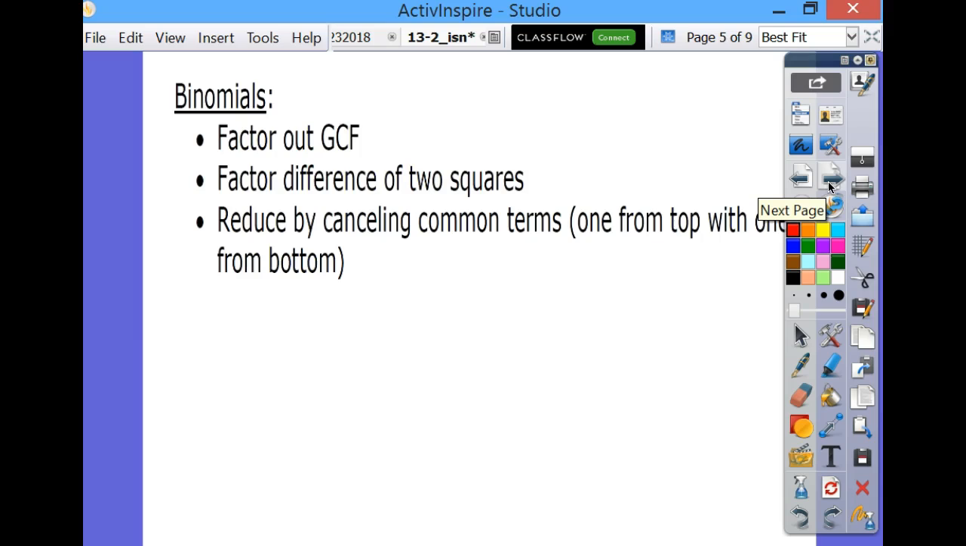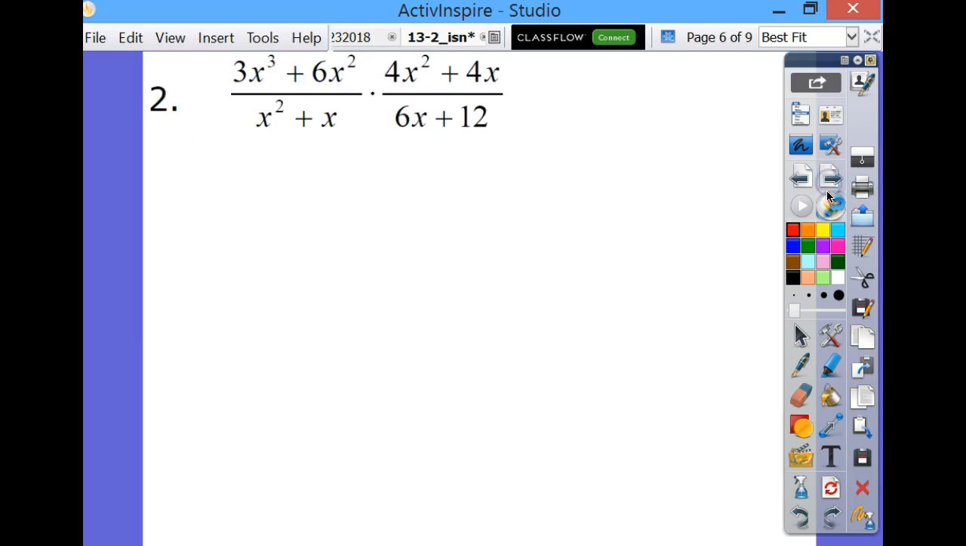What does a binomial mean? 2. What's the first thing you do on a binomial? Factor out a GCF. And so on this first binomial, what is the GCF? What divides both the 3 and the 6? 3, and they both have x's. They actually have x squared or higher. So out of this, I'm going to factor out a 3x squared, and so I would have x plus 2 left.